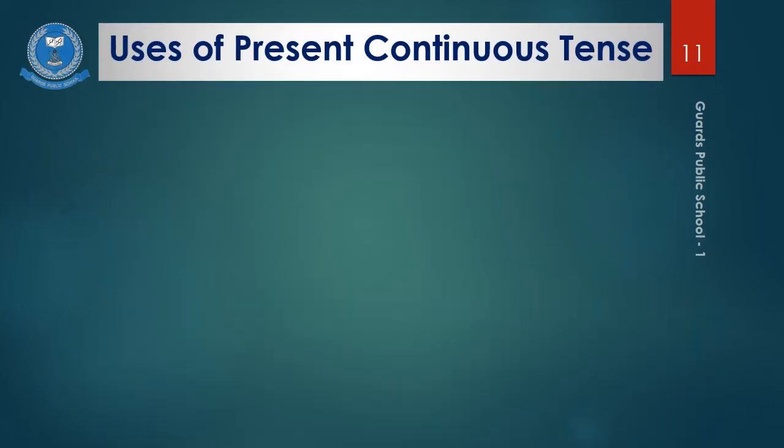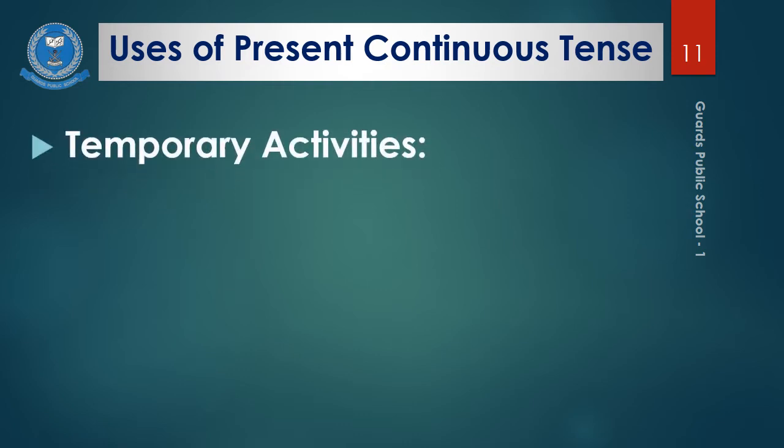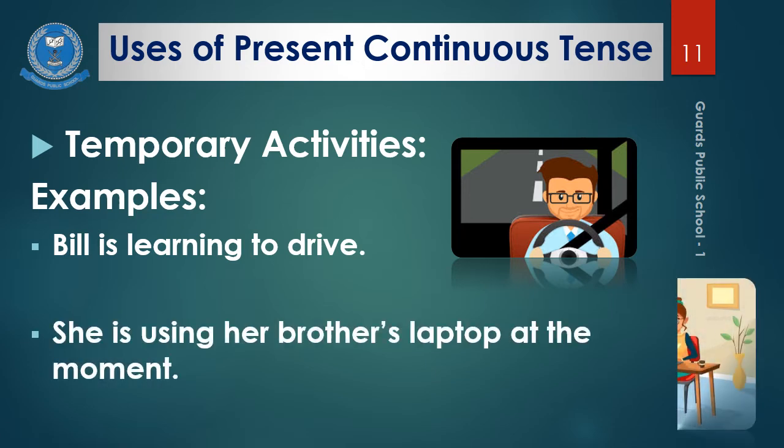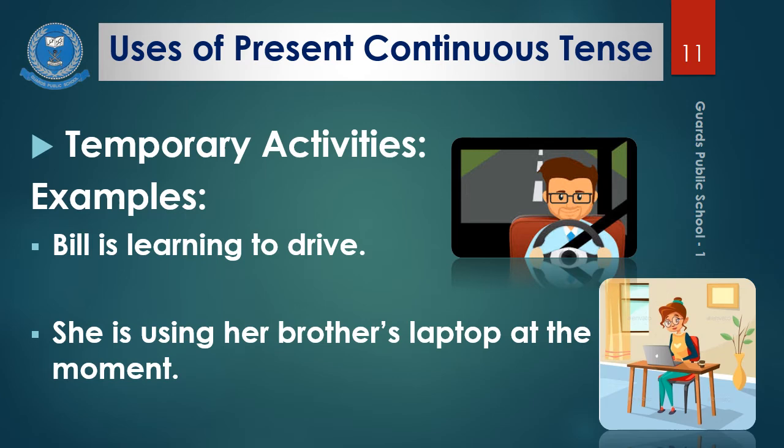We also use present continuous to talk about situations which we think of as temporary and will not continue for a long time. Here are some examples. Number one, Bill is learning to drive. So it gives the impression that it's only a temporary action and he is taking lessons maybe once or twice a week. Example number two, she is using her brother's laptop at the moment. It means as soon as she gets her own laptop, she'll stop using her brother's laptop.